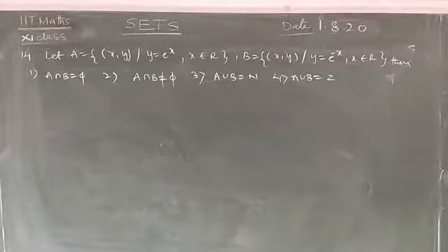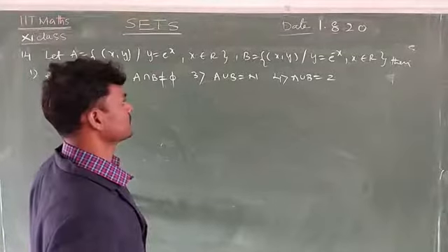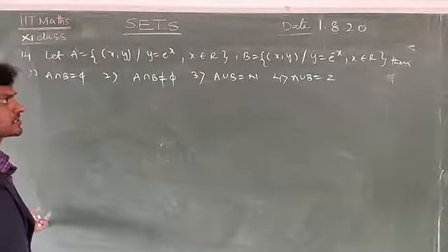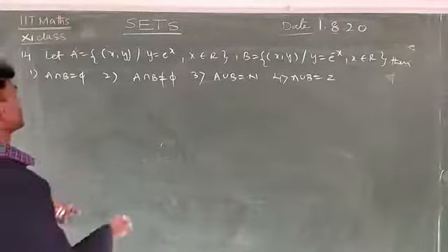Next, 14th problem. Let A be the set of ordered pairs (x, y) such that y = e^x and x belongs to R. B is the set of ordered pairs (x, y) such that y = e to the power minus x and x belongs to R. Then which option is correct? You have to check here.